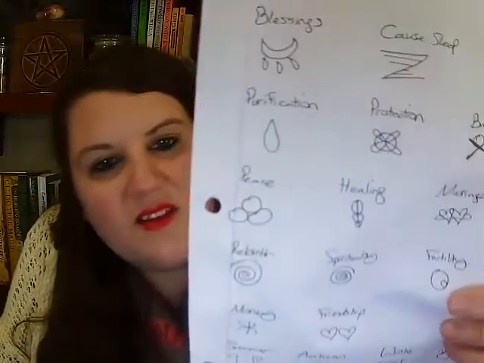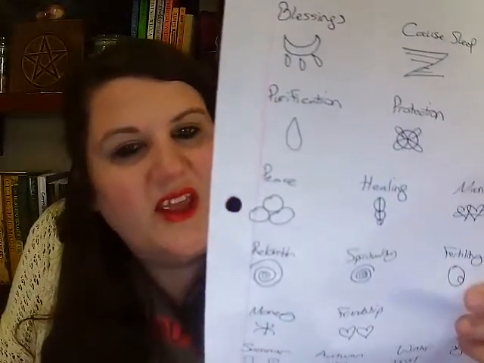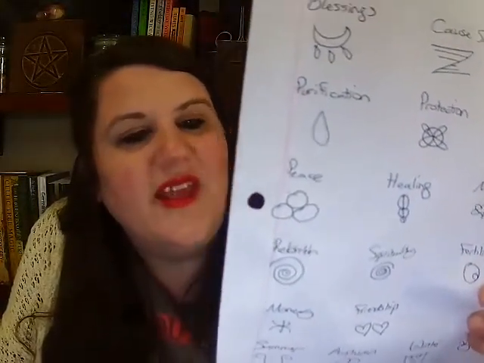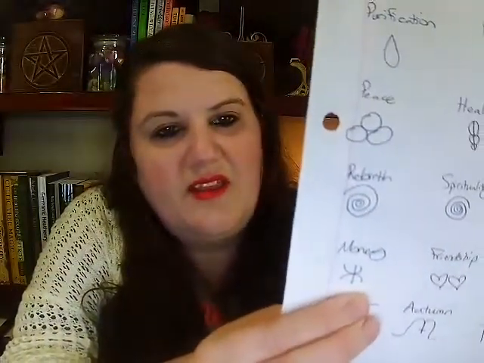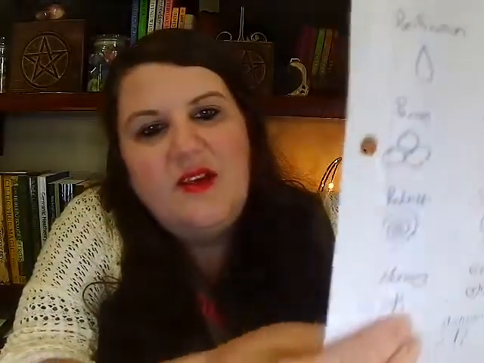Right here is the symbol for fertility, which is a little egg, and then a circle within that egg. This is the symbol for money, the line, and the little swoopies right there.